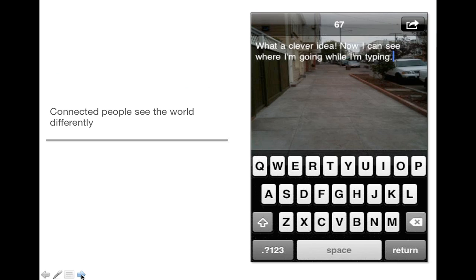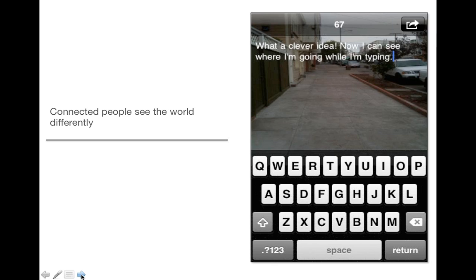For example, there's this great app out there that allows you to turn on the camera on your iPhone or other smartphone device and actually type using the camera. You can see straight ahead so you don't bump into a pole or trip over something in the sidewalk.